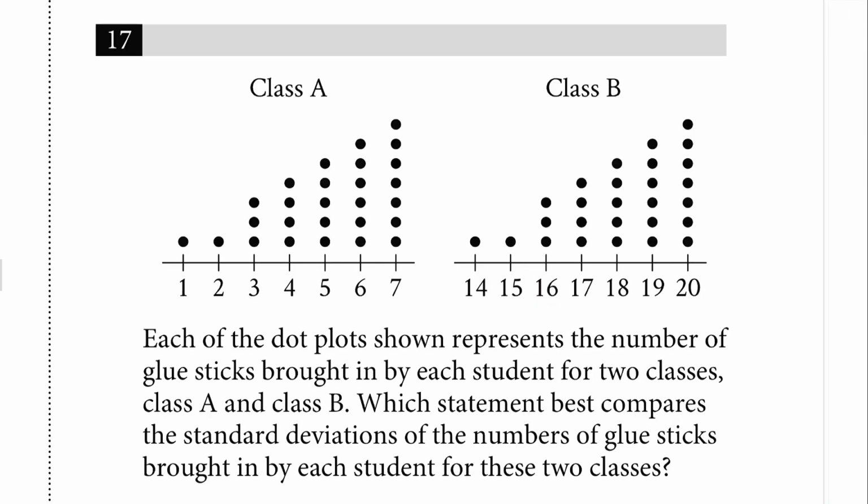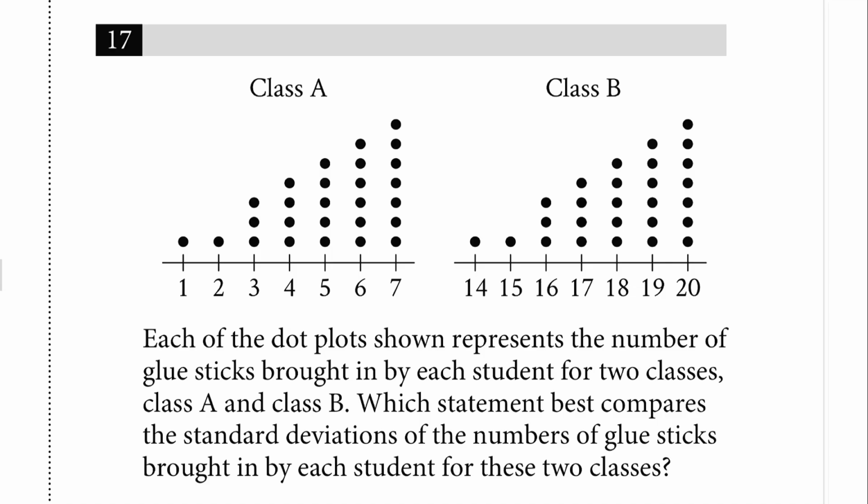Each of the dot plots shown represents the number of glue sticks brought in by each student for two classes, Class A and Class B. Which statement best describes the standard deviations of the numbers of glue sticks brought in by each student for these two classes? All the standard deviation is, is the spread of the data.